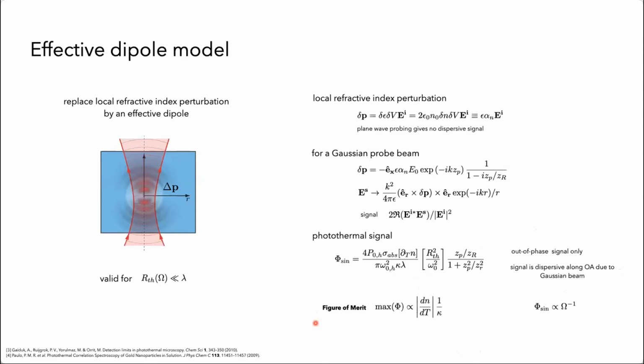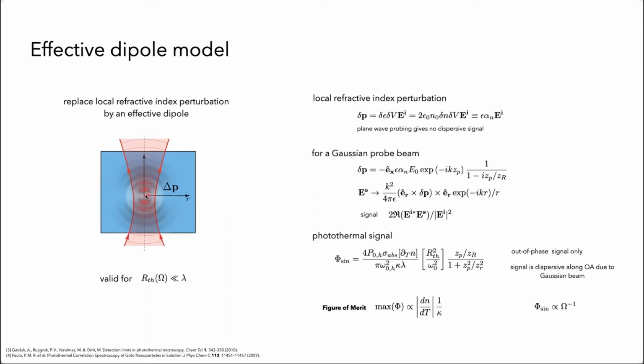So one of the first models has been this effective dipole model. So you replace the refractive index perturbation you create in space, which is in general long range, I have to say, by an effective dipole. From that, it already becomes apparent that you do some kind of Rayleigh scattering approach. And that kind of Rayleigh scattering approach will only be valid if the thermal diffusion length at a certain frequency is much smaller than the probe beam size or the wavelength. So that perturbation should be small.